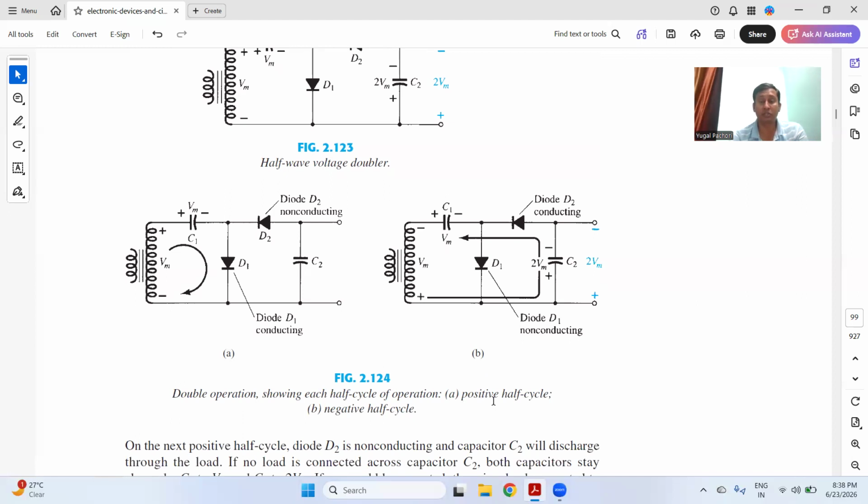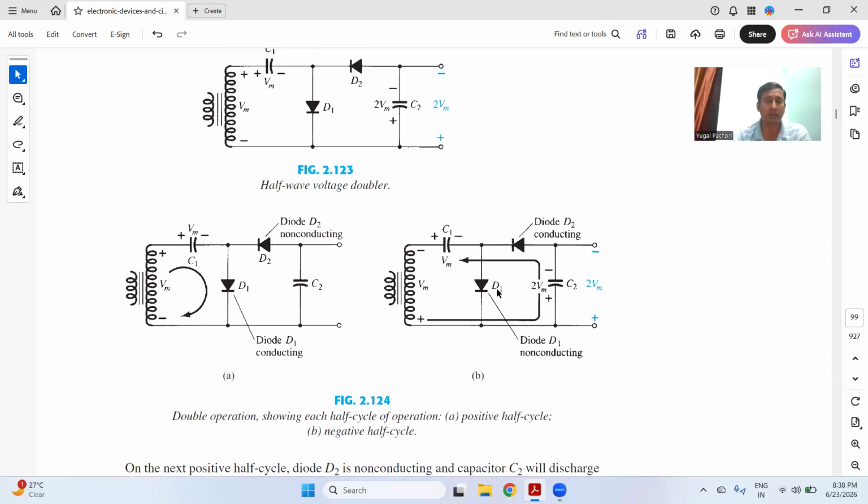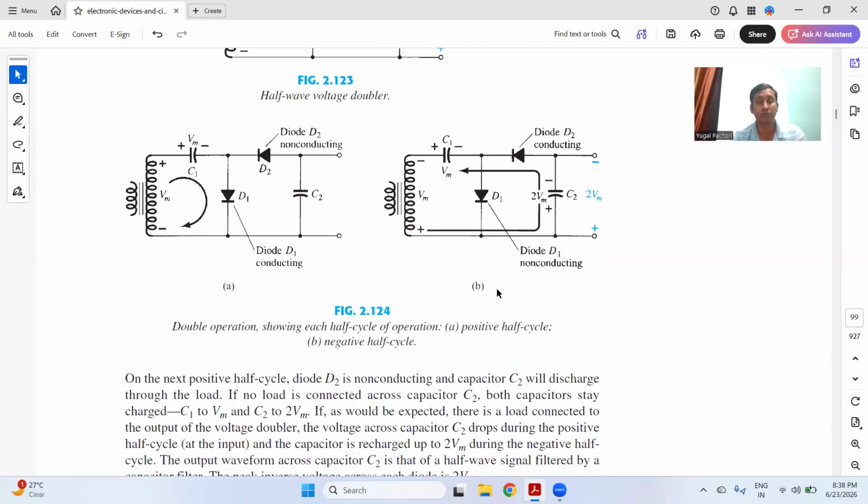It is multiplying the positive half cycle and negative half cycle. If you change the polarity of the diode, then it will work in the opposite direction, with opposite polarity. There is a positive half cycle in figure A and a negative half cycle in figure B. I already told you this, and you can play and pause and repeat the statement I've tried to say in front of you. So this is how a voltage doubler begins.